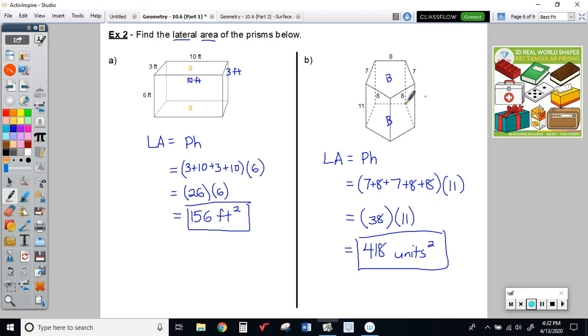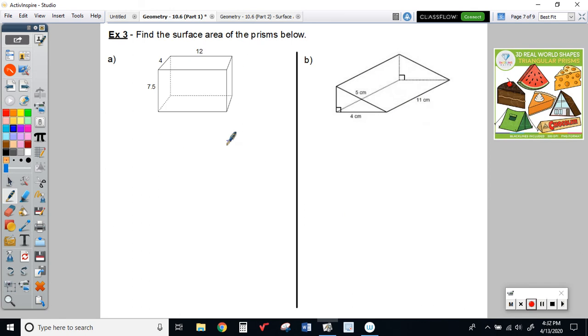And then from there, let's take a look at example 3. We've got a couple parts for each one there. So find the surface area of the prisms below. We're taking a look at this as my base and this as my base. I'm going to assume it's top and bottom. You could do left and right. You could do front and back. You should get the same answer if you did it that way.